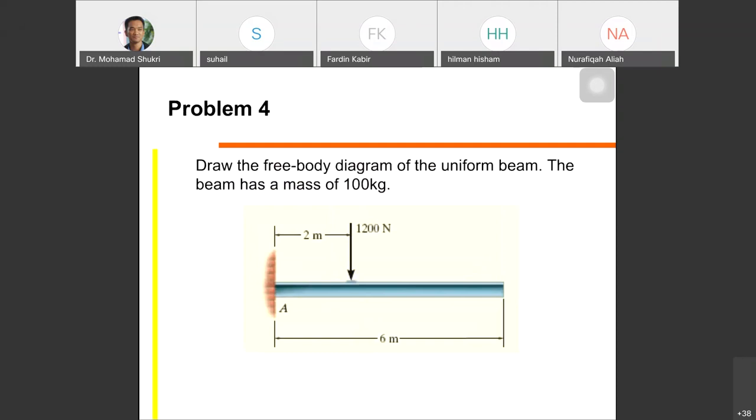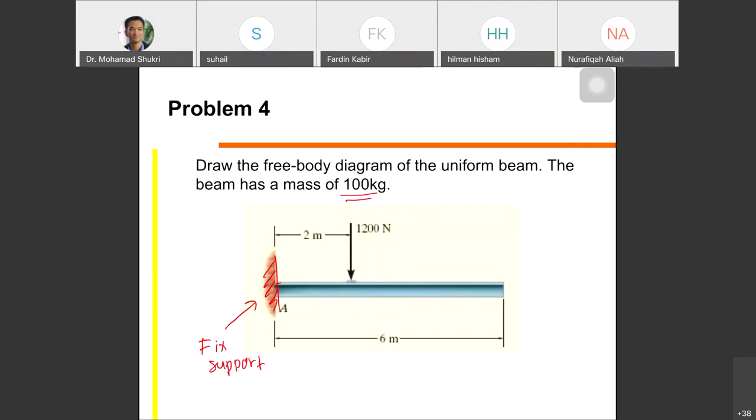So we have feet support. Okay, this one is feet support. This one is feet support. And then we have load here. And then we have mass. When we have mass, we must put the mass into the system.